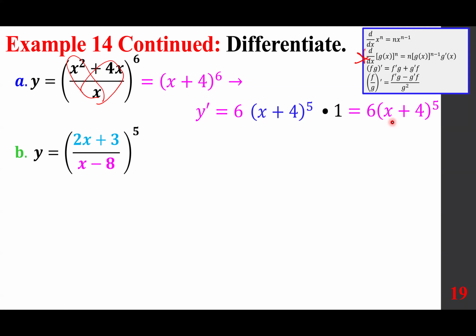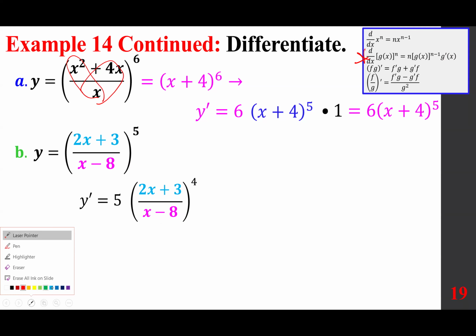In this case, we have to use the extended power rule in conjunction with the chain rule. So the extended power rule, so we need the 5. Then we need the same thing to the power of 4. So the same expression, (2x + 3) over (x - 8) to the power of 5 minus 1, over 4. And now we need the derivative of the inside.